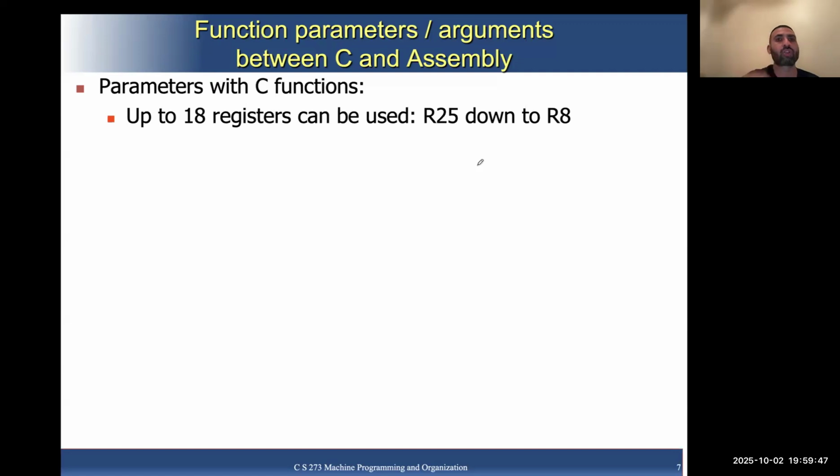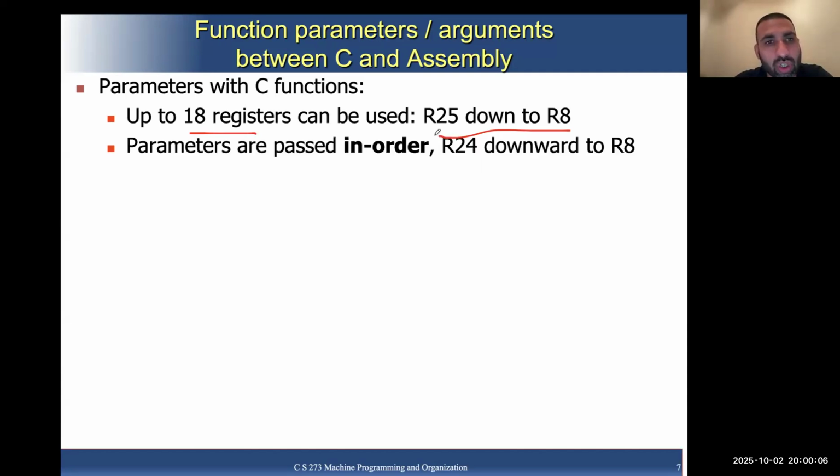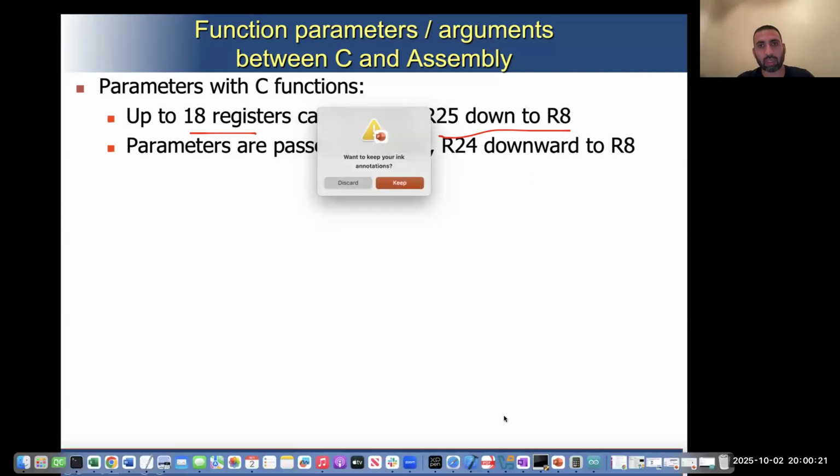Parameters are passed by using 18 registers, and those registers are R8 up to R25, and these registers are typically used in pairs. In pairs means that R8 and R9 will be used as a pair, and then R10 and R11 will be used as a pair. And the parameters are passed in order, R24 downward to R8. What does it mean? So wait a minute, let me explain what it means.